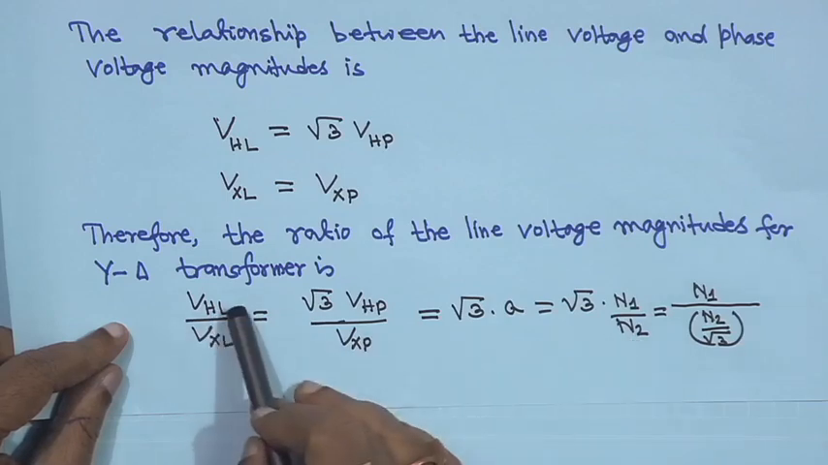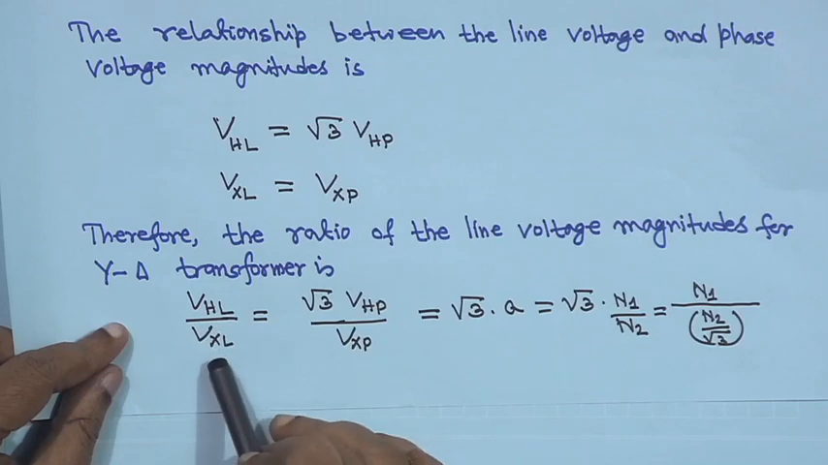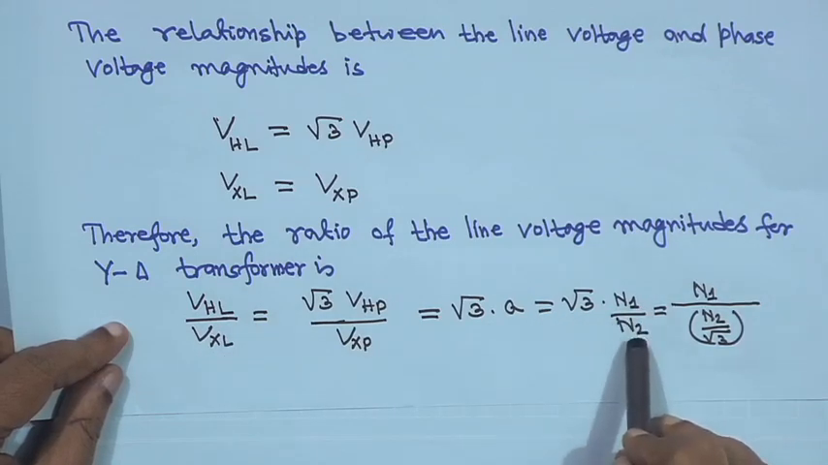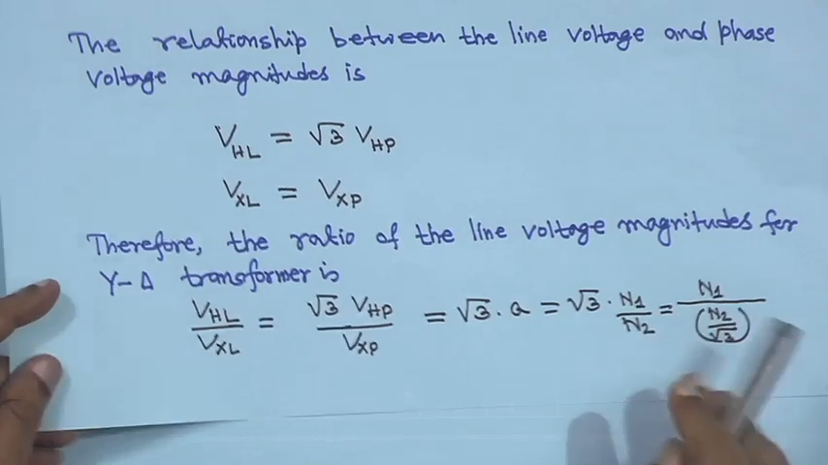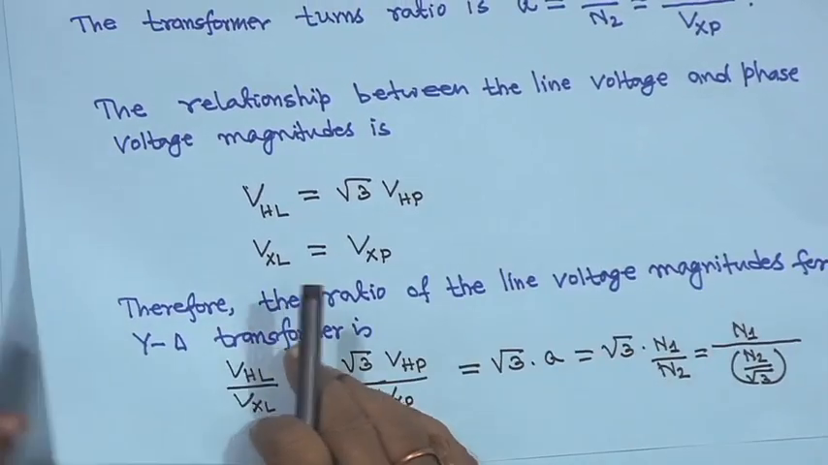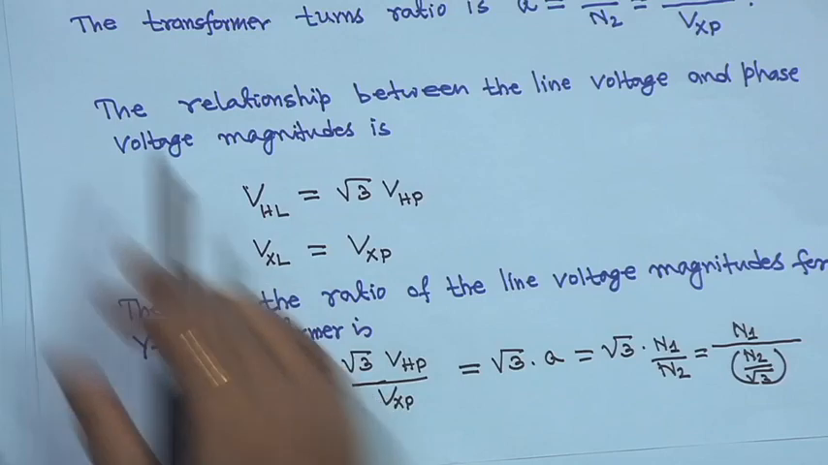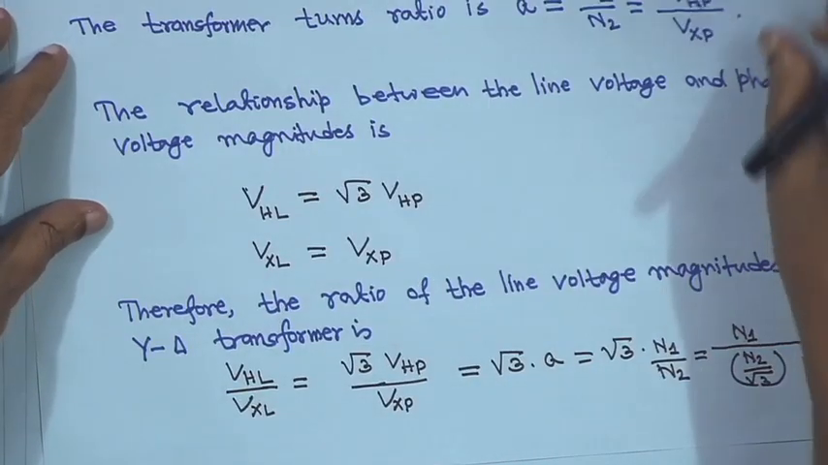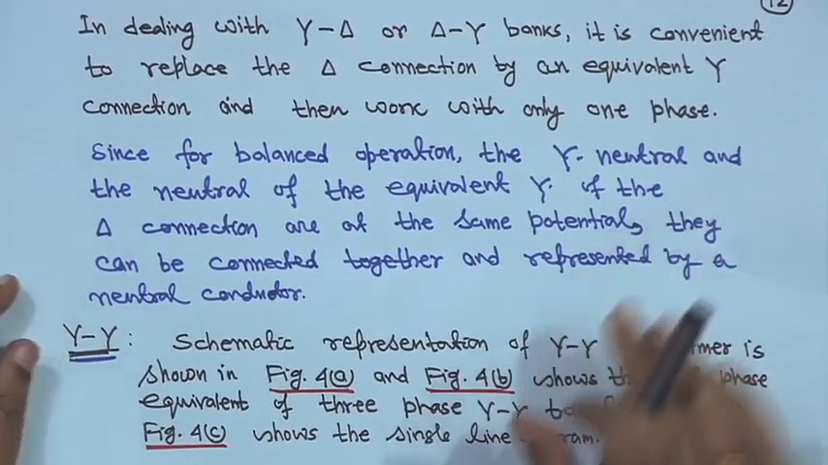This is the ratio of the high voltage side line voltage to the low voltage side line voltage, that is actually root 3 into N1 upon N2, right. Next, here I am telling only, later we will see.